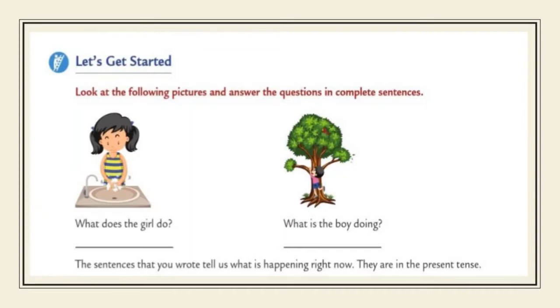Okay, let's see a warm-up exercise. Look at the following picture and answer the questions in complete sentences. Students, look here. They gave two pictures and they gave two questions also. One is, what does the girl do? And another one is, what is the boy doing? The given two sentences tell us what is happening right now. So you should look at the picture carefully and answer. It means write the answer in the given blank.